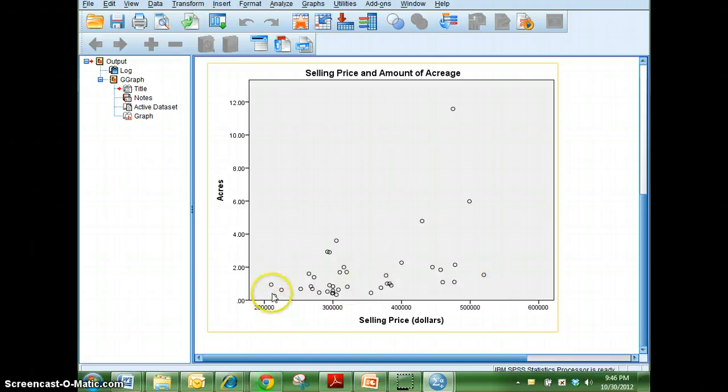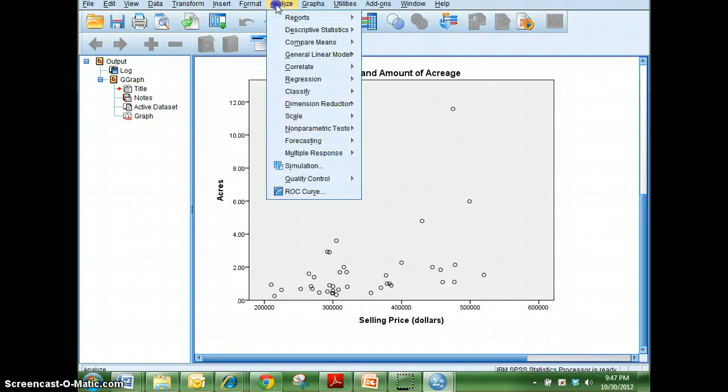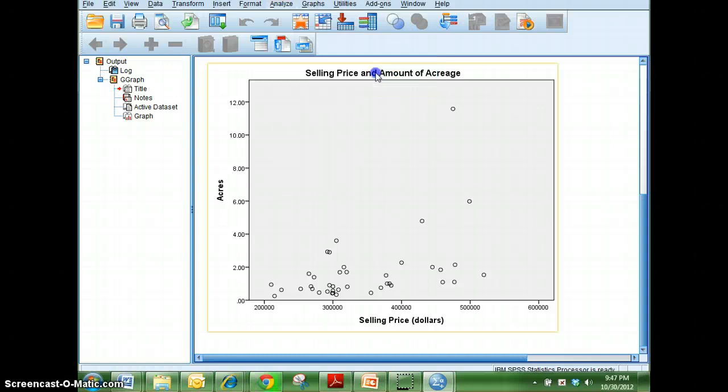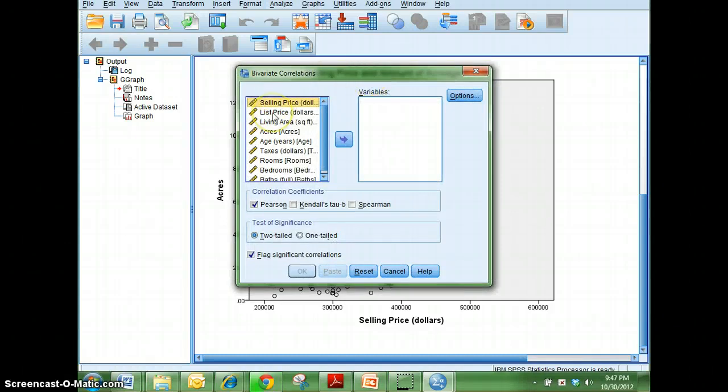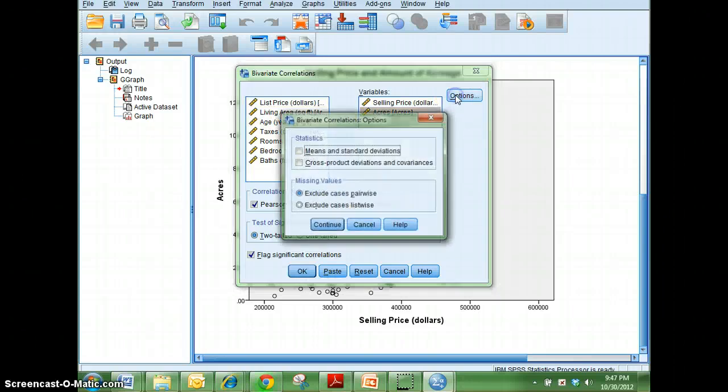So now, as you can see, we've got a little bit of a trend, but not a whole lot. So it looks like there might be some positive correlation, but not a whole lot. So let's check it out. In order to do that, we can go up to Analyze, and we'll go down to Correlate. We're dealing with bivariate data, and so I'm going to look at the correlation between selling price and the number of acres.